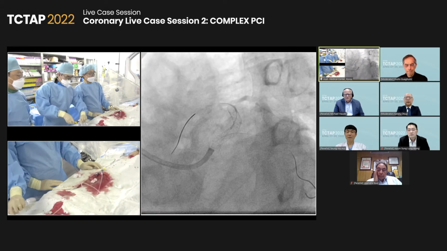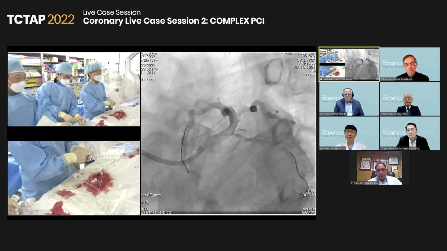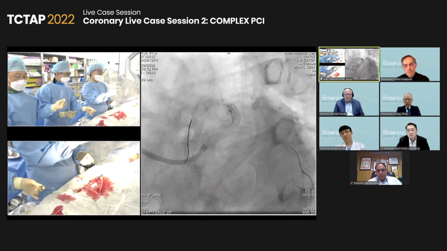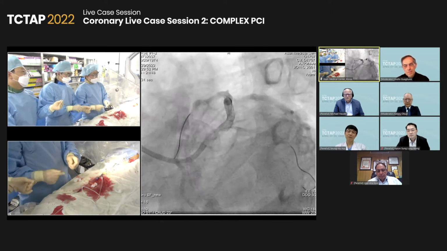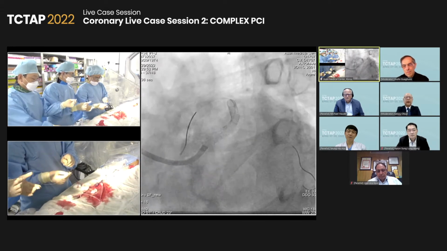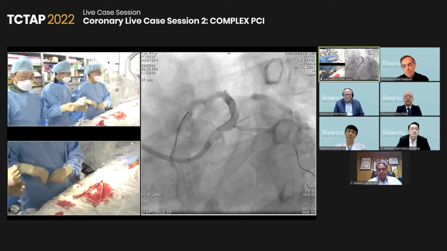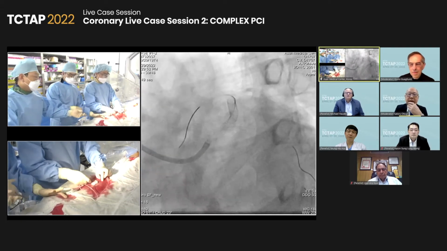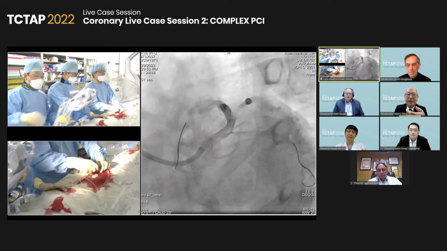Okay, so at this moment we will check the IVUS. I think at the ostium there was some narrowed part, and if required after stenting we will recheck the FFR. So at this moment I'm going to check the IVUS from the LAD to the left main. This patient is very young.